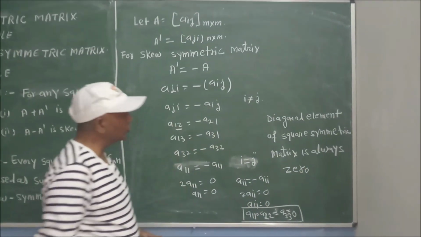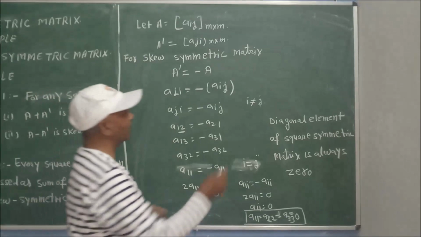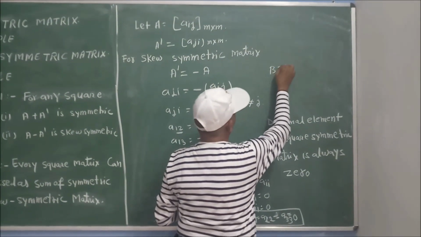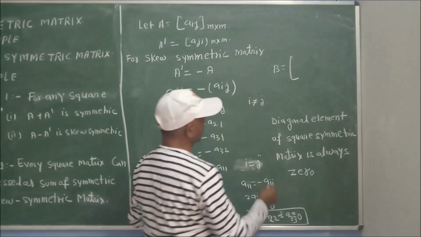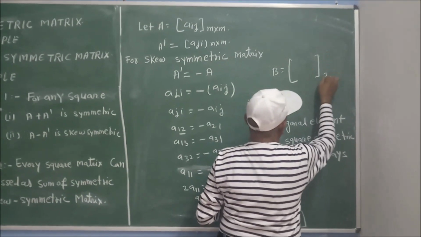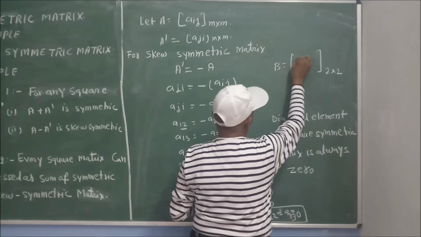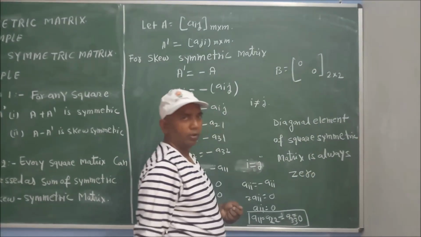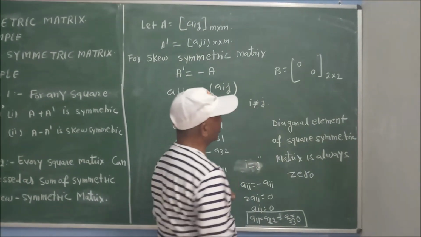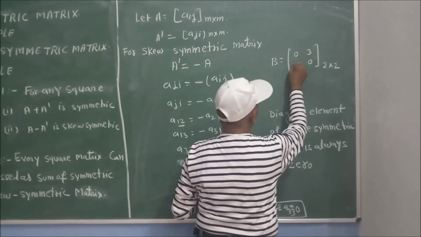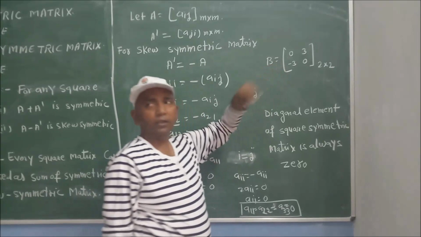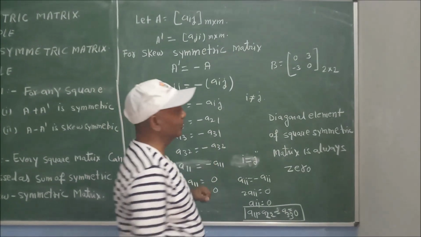So using this result, if you want to prepare a matrix, suppose B is a matrix and we want to make it a skew symmetric matrix. If we want a matrix of 2 cross 2, first write the diagonal elements as 0. First property: diagonal elements here will be 0. Then write any element here. Suppose I have written 3. So here must be minus 3. This is an example of a skew symmetric matrix.